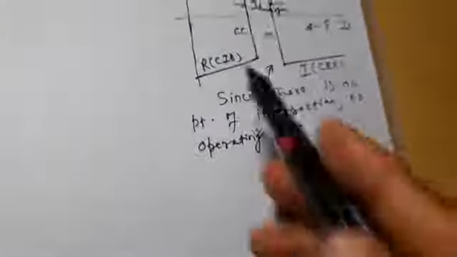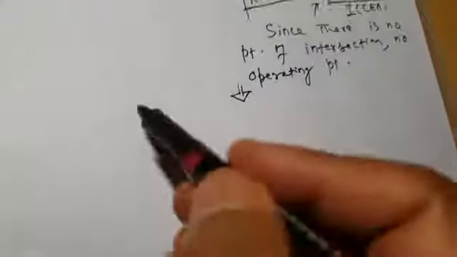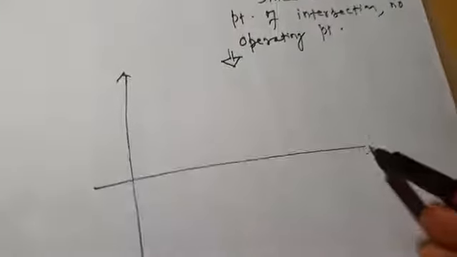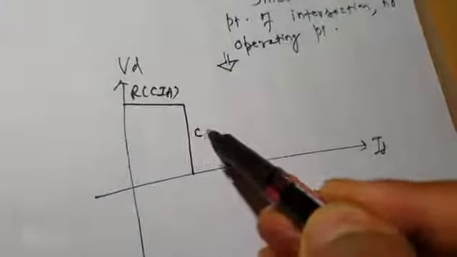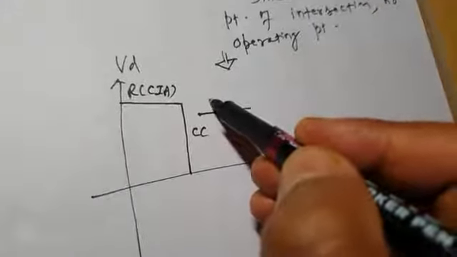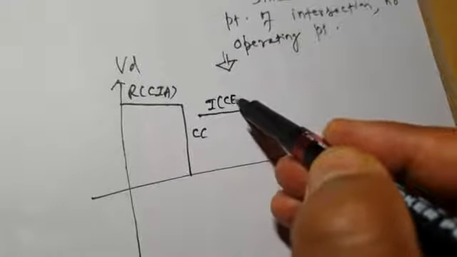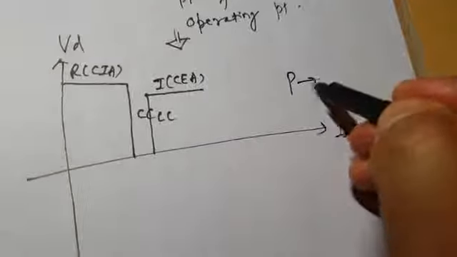So therefore your characteristics for power reversal will get modified like this. Let me show you. So again, this is ID and this is VD. This is your rectifier characteristic comprising of CIA and CC. And this is the inverter characteristic, comprising of CEA and CC for this direction of power flow.